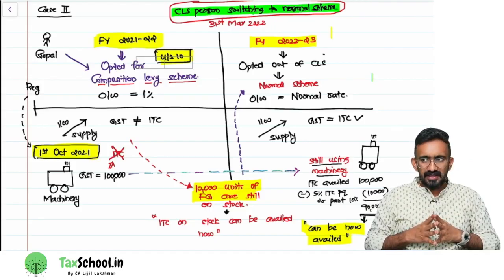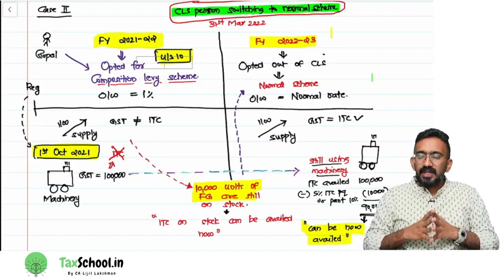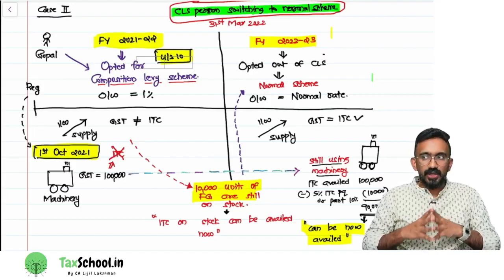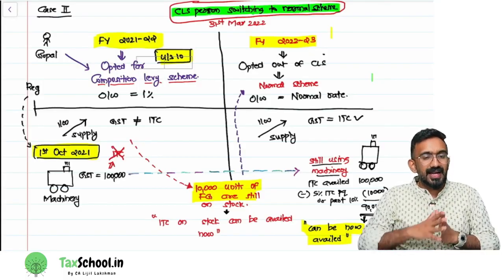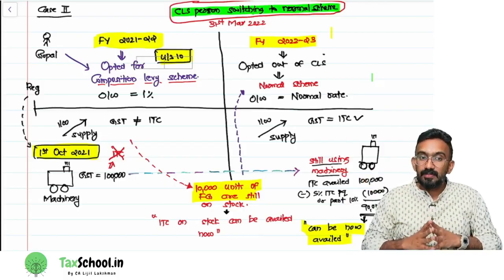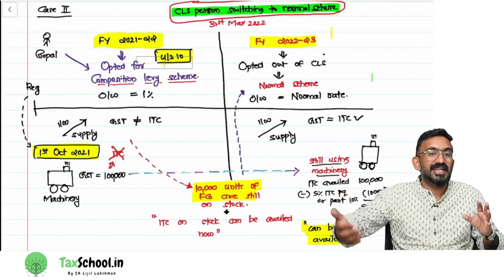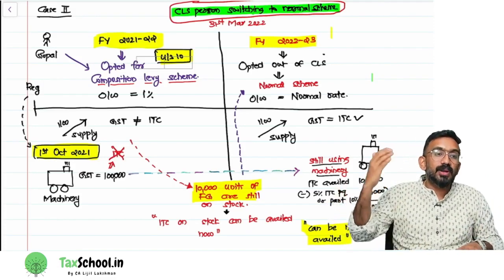Are you guys understanding? Now, can you take input tax credit on the stock at the time you're going for the normal scheme? Answer is yes. Otherwise, what's the problem? I paid taxes expecting that I will end up paying only 1% while selling it. But while selling it, you end up paying the normal rate of taxes.